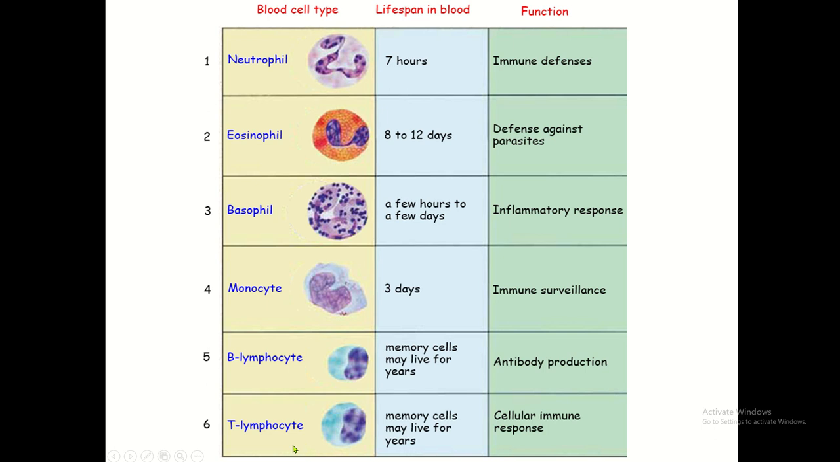Other connective tissue cell types are the wandering cells. This is the neutrophil. See the nuclear pattern, the shape of the nuclei. This is eosinophil, this is basophil, this is monocyte, this is B lymphocyte, and this is T lymphocyte. And these are the lifespans of these connective tissue cells, and these are the functions of these connective tissue cells.